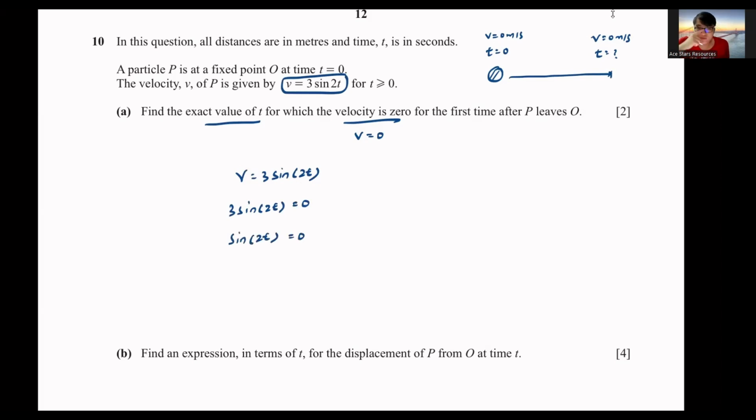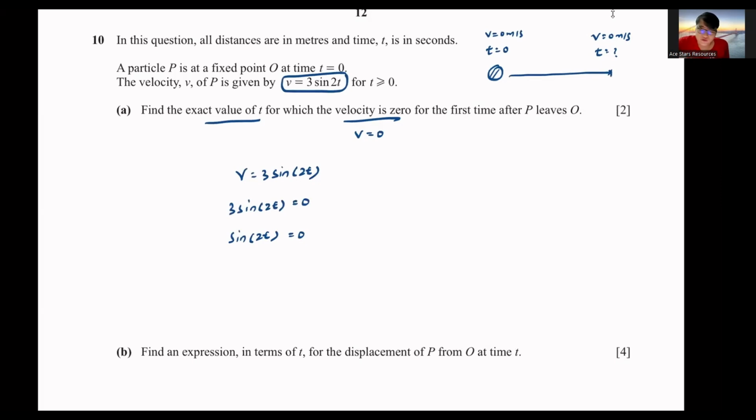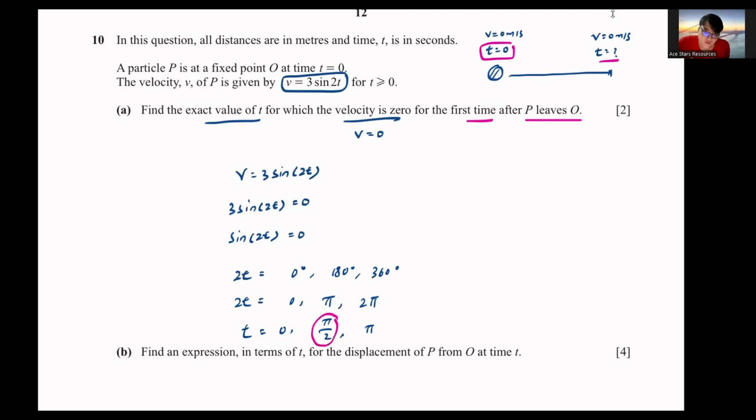This is basically all you have to remember when doing trigonometry. In order to solve sine of something equal to 0, the angle is always 0, 180, and 360. Just convert them to radians, so that's going to be pi and 2 pi. So 2t is 0, pi and 2 pi, and time will be 0, pi over 2 and pi. But we are looking for the first time after P leaves O. So other than t equal to 0, we are going to look at the first time that it will stop.